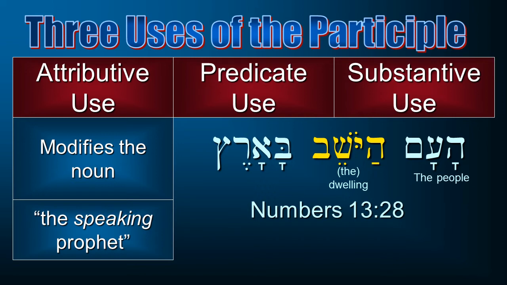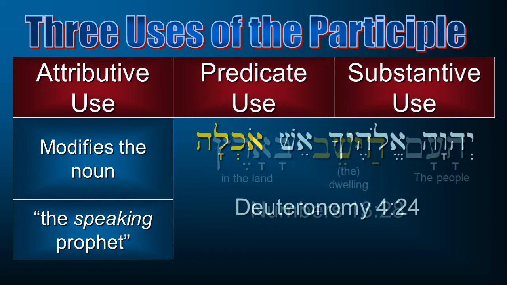Notice the dwelling, but actually that's not what we render it. The people who were dwelling, the dwelling people, ba'aretz, in the land or in the earth. And so we can call it the people who were dwelling in the earth, the dwelling people. It's those sorts of people, the ones that are dwelling in the land.